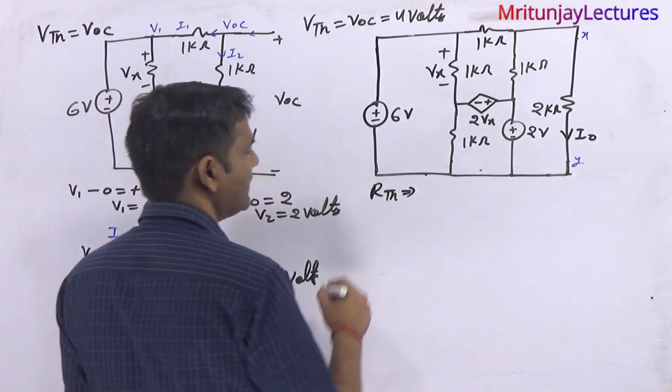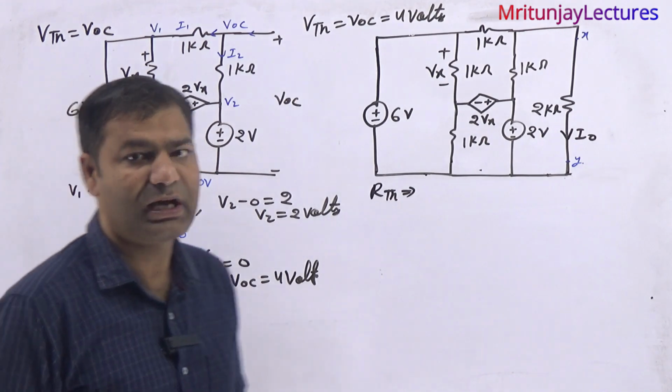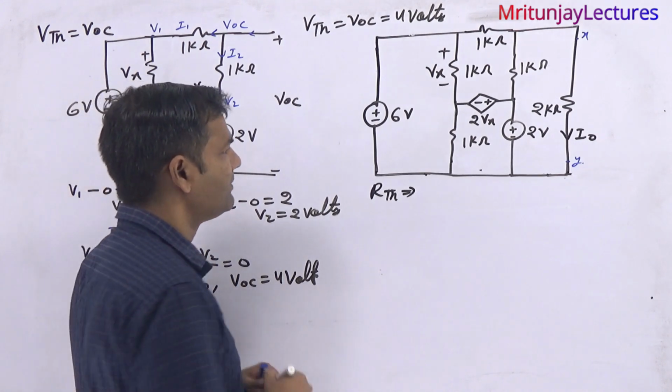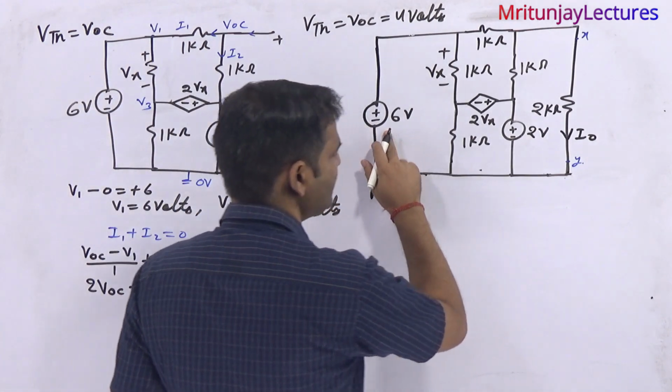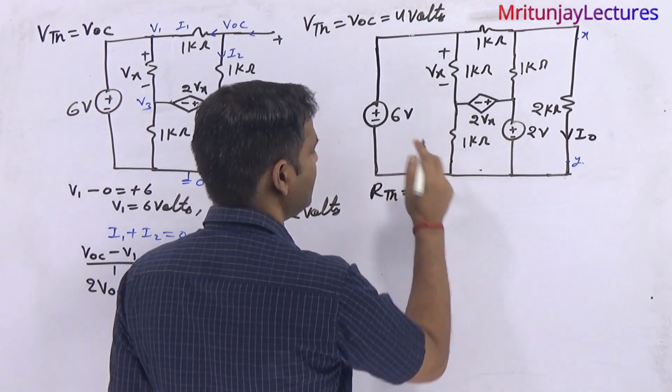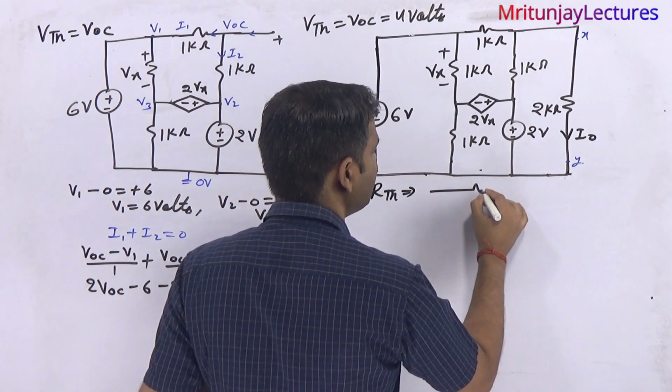First of all, make the circuit. I know that to determine RTH, all independent sources are reduced to 0. That is 0, which means short circuit, and that is also a short circuit. So first of all, we make the circuit.